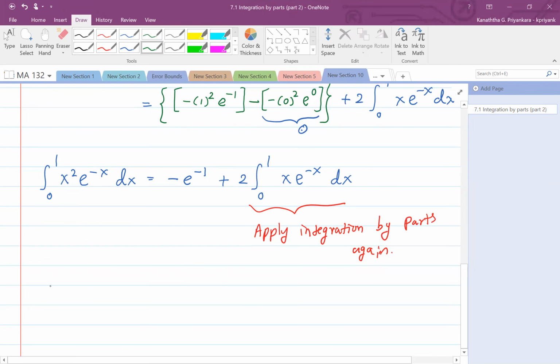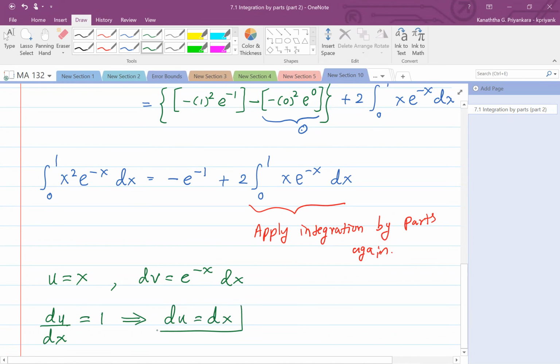Now in this problem, I will take u as x and then dv as e to the power negative x dx. Now we have u and dv, so we know what we need to do next. Compute du, which is du over dx. We get the derivative of x, which is 1. From this we get du would be dx.